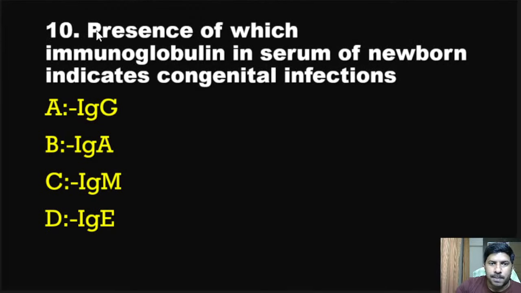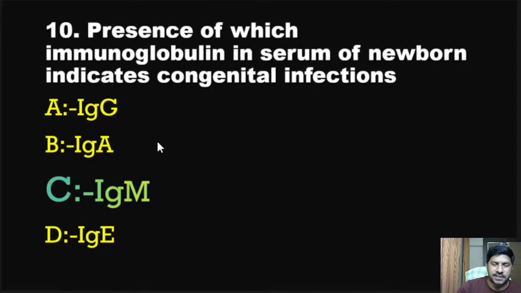Tenth question. Presence of which immunoglobulin in serum of newborn indicates congenital infections? IgG, IgA, IgM, IgE. Correct answer is option C, that is IgM. Presence of IgM indicates congenital infections.